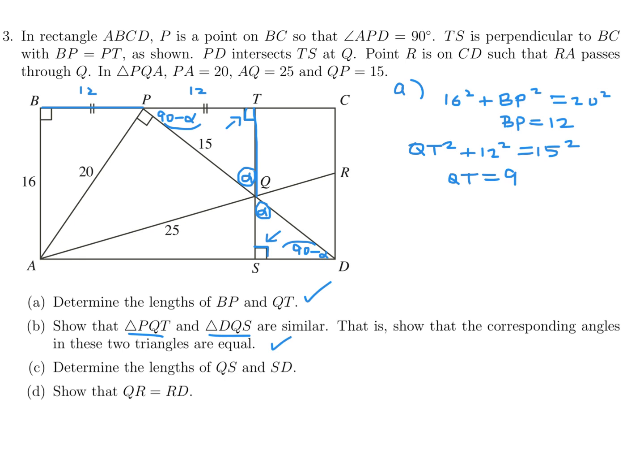C, determine the lengths of QS and SD. QS. Where's QS? This is QS. Okay. Well, QS is equal to the entire length, which would basically be ST minus QT. Now, ST from top to bottom is 16, right? And then QT we just figured out was 9, so that's basically going to be 7. So that was easy.